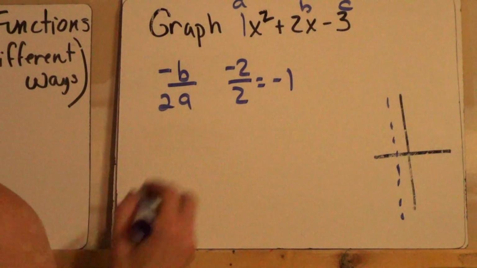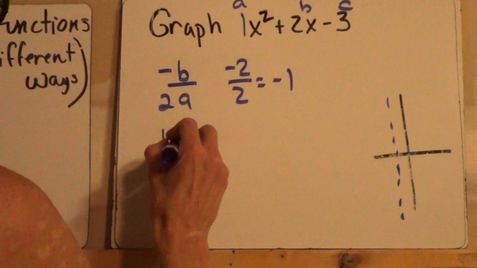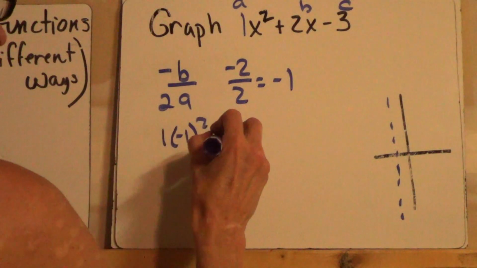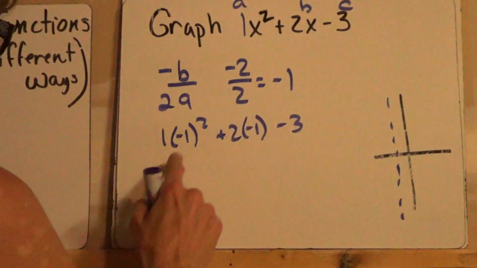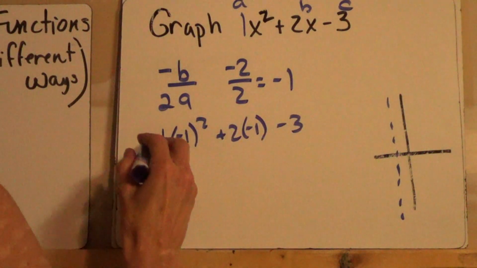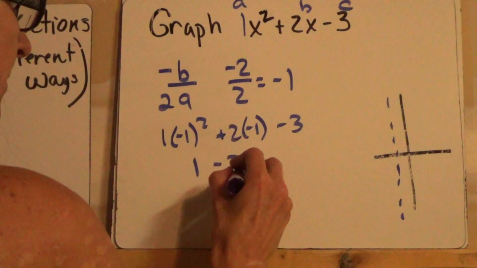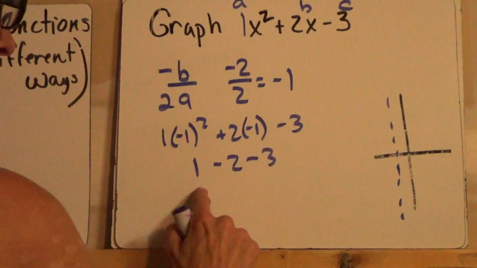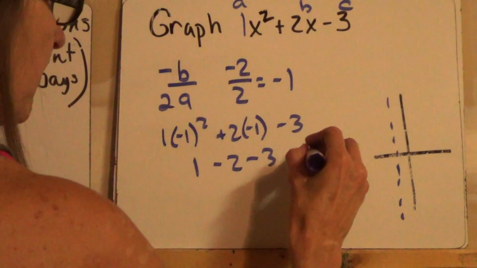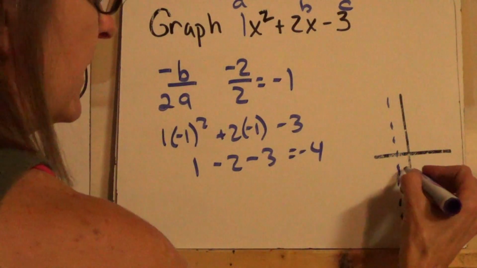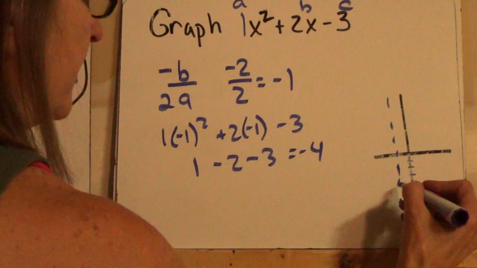Now we plug in that negative 1 to find where our vertex is. 1 times negative 1 squared plus 2 times negative 1 minus 3. Negative 1 squared is 1. 1 times 1 is 1. 2 times negative 1 is negative 2 minus 3. 1 minus 2 is negative 1 minus 3 is negative 4. So we're down here at negative 4. Okay?